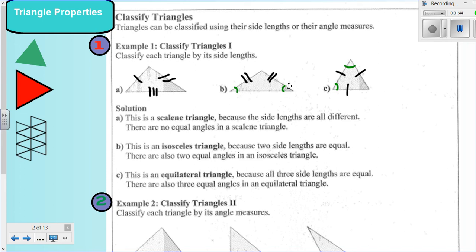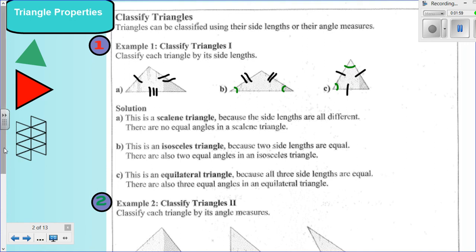Triangle C is an equilateral triangle because all 3 sides are equal. You can see this indicated by the ticks on each of the sides that they are of the same length. Consequently, because of this, the angles are also going to be the same.